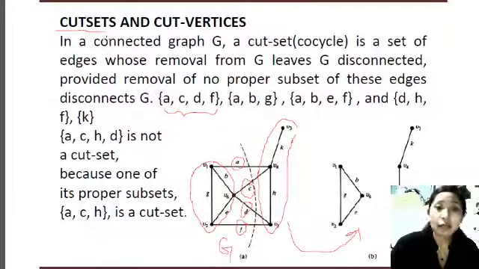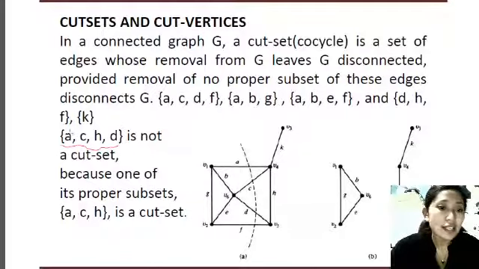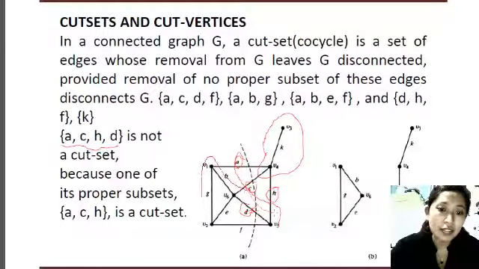But one important thing is that the set should not have a subset that is again a cut set. For example, I cannot consider a set A, C, H and D. Taking these 4 edges, A is here, C is here, H is this edge and D is this edge. If you remove these 4 edges, then also the graph will be disconnected. That means on one side you will get this component and on the other side you will get this component.